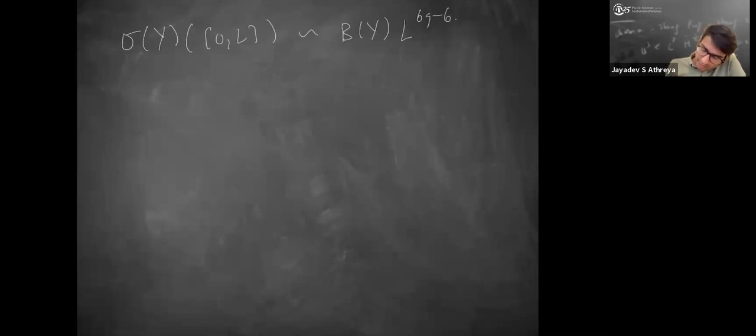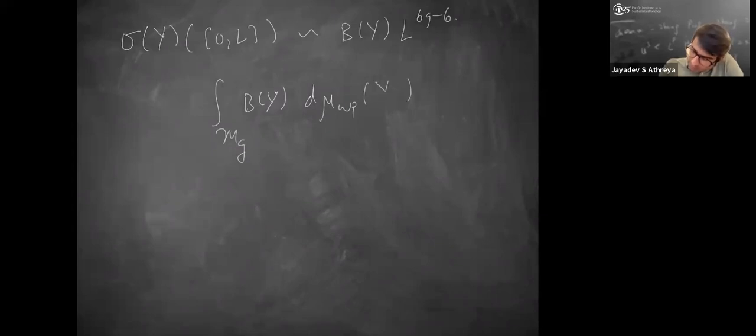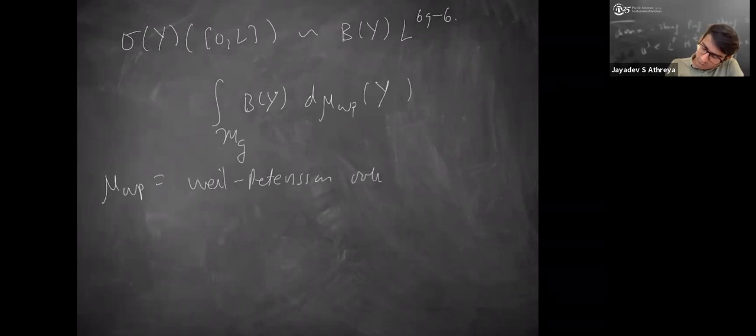But she was also able to say, if we integrate B of Y over the space X, which is M_G, with respect to d mu WP, where mu WP is the Weil-Petersson volume on the moduli space of hyperbolic Riemann surfaces, she was able to compute this explicitly and get an actual number out of this.